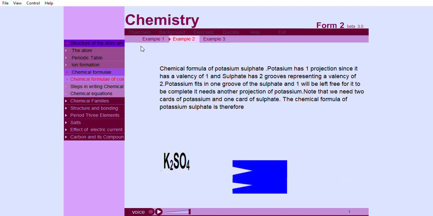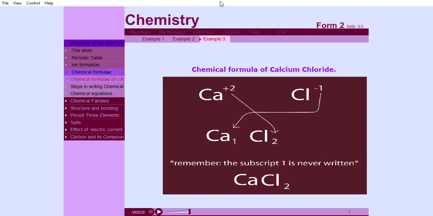Chemical formula of potassium sulfate. Potassium has one projection since it has a valency of 1, and sulfate has two grooves representing a valency of 2. Potassium fits in one groove of the sulfate and one will be left free. For it to be complete, it needs another projection of potassium. Note that we need 2 cards of potassium and 1 card of sulfate. The chemical formula of potassium sulfate is therefore K2SO4. From the illustration given, the chemical formula of calcium chloride is CaCl2.